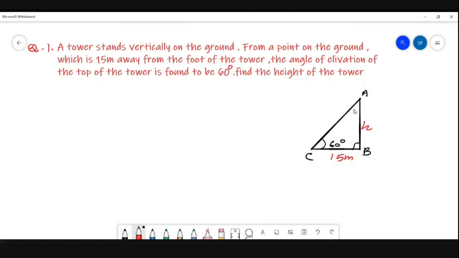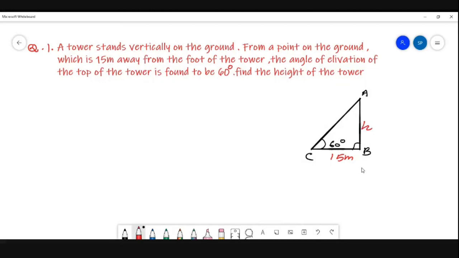The angle of elevation of the top of the tower is found to be 60 degrees. So here at the point C, a person is observing the top of the tower at an angle of 60 degrees. Here is the line of sight and this is the horizontal line. The angle between the line of sight and the horizontal is called the angle of elevation. So this is the angle 60 degrees here. This is the way you draw the figure. It will always be a right triangle.